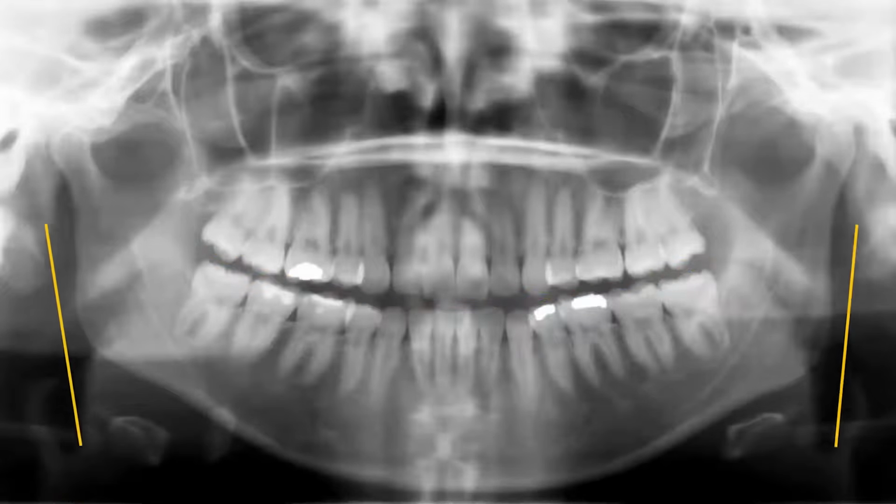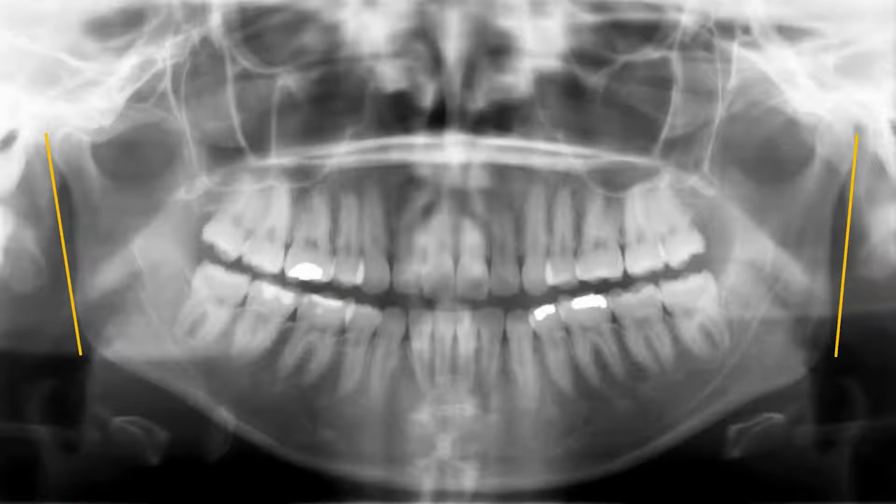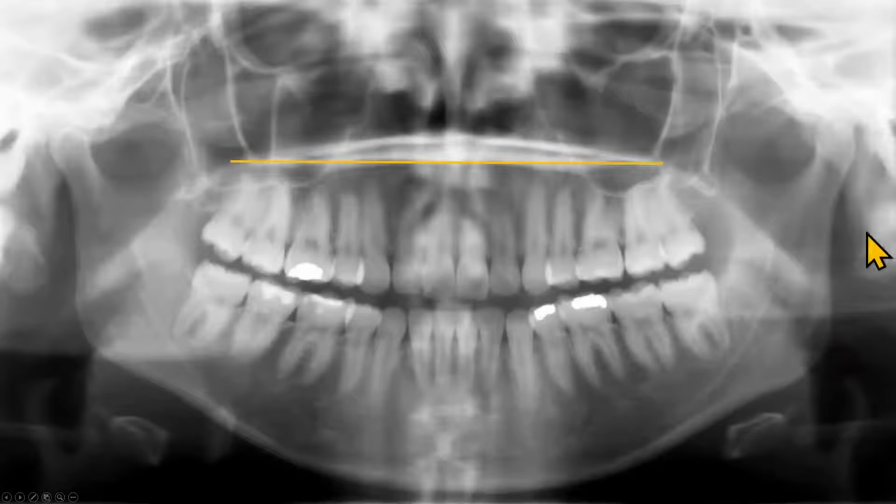The posterior border of the ramus has a slight distal tipping. And the hard palate is almost flat. The hyoid is not superimposed over the body of the mandible. The vertebra, which we barely see here on this cropped panoramic radiograph, should not be superimposed over the ramus.